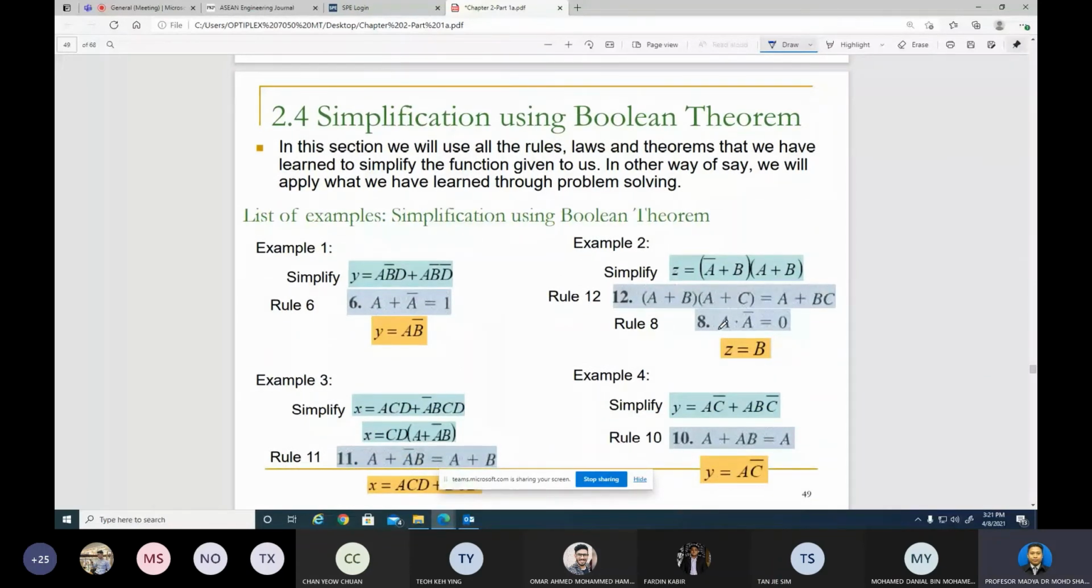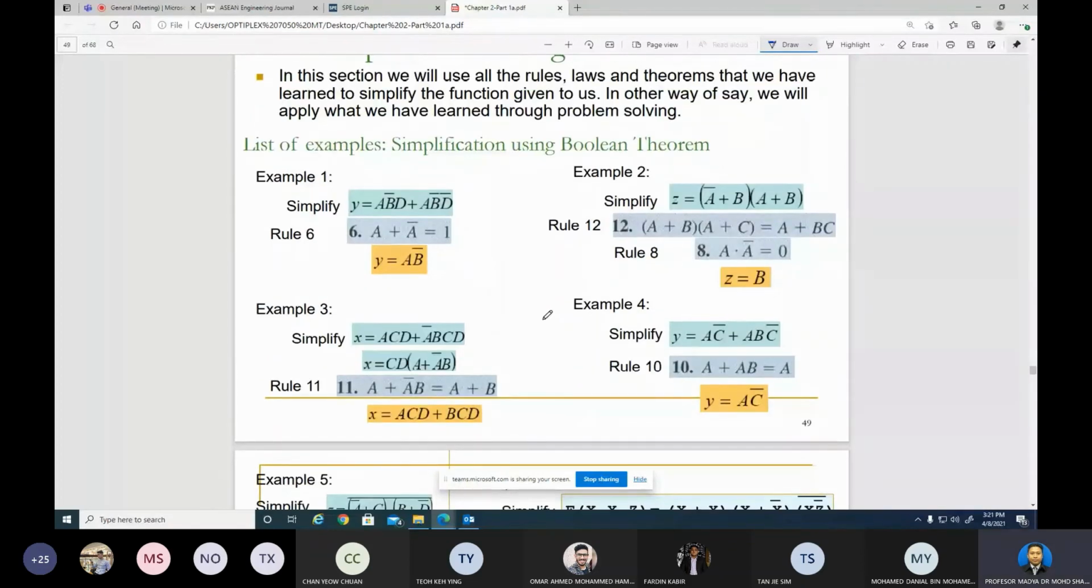This one I will explain. You can see this one. For example, we have the Boolean expression Y equals A B bar D plus A B bar D bar. So how can we simplify this? This example is already given, so we use the rules, rule number 5 and rule number 6: A plus A bar is equal to 1. That means here, A B bar.